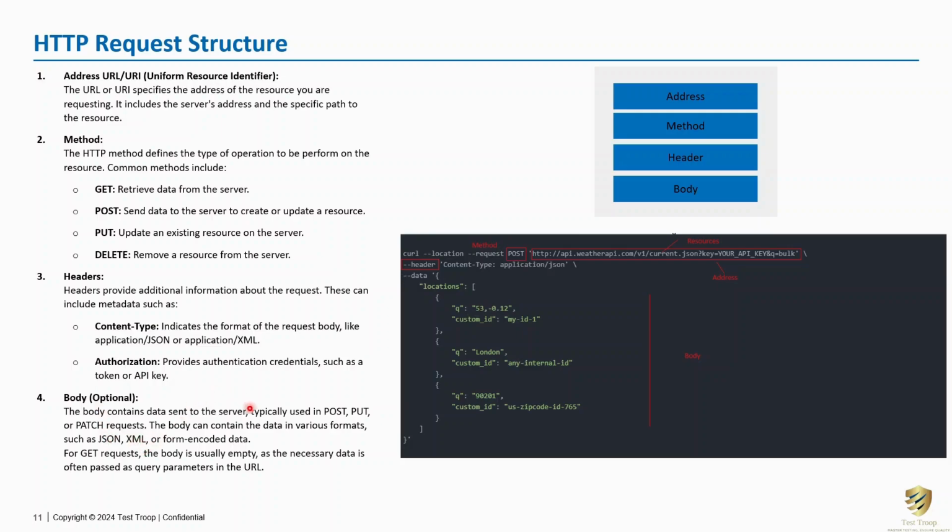Okay, and the content of this body can be of a format like JSON or XML. If it is JSON, then we will specify application/JSON. If it is XML, we specify application/XML.